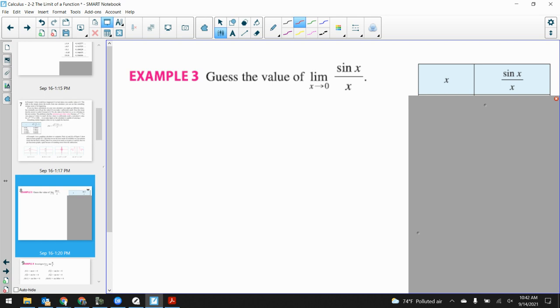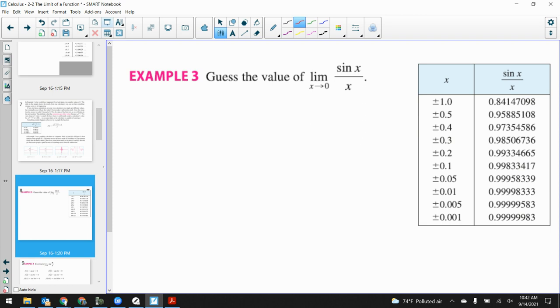Let me show you the table that I have here. As I keep plugging in numbers close to 0, it's going to get closer and closer to 1. Sine of 1 over 1 is 0.84. Sine of 0.5 over 0.5 is 0.95. And I keep going and going until I get this idea of being sufficiently close, sufficiently close enough to see a pattern.